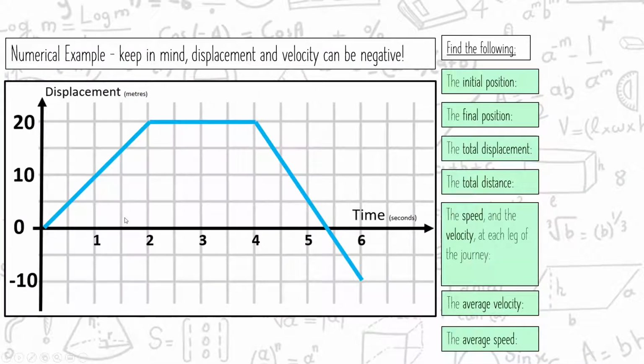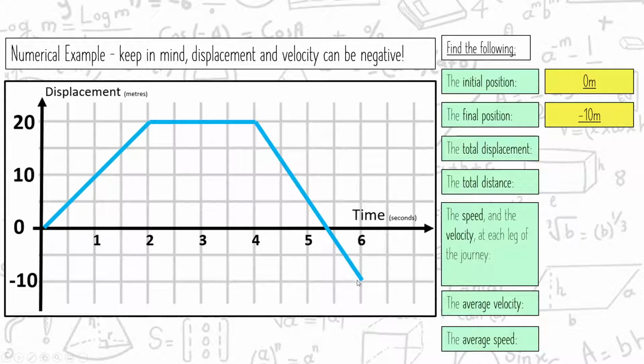Here's a numerical example of a displacement time graph. We're going to try and find the following things in green, and there's quite a few of them, but the good news is we can read a lot of them off the graph. Feel free to pause the video at this point and get ready to unpause it whenever you want to look at the answers. Now, the initial and final positions can just be read off the graph. The initial position is where the object starts, which is at 0 meters, and the final position is where the object finishes, which is at minus 10 meters.